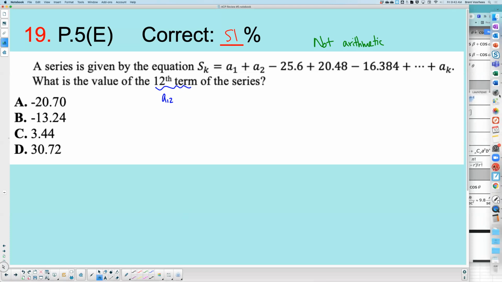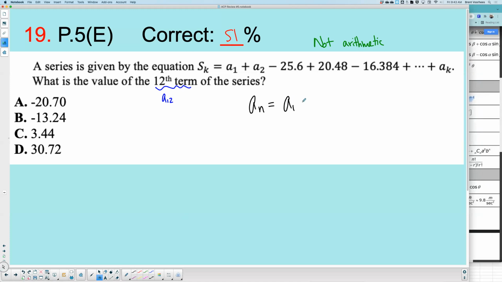A N, can y'all call it off to me? A N equals, you got a formula chart in front of you? A N equals A1 R to the N minus 1. Do you have to have A1? No. Can I use A3? Yeah. If I use A3 though, how does it change the formula? The 1 becomes 3. Okay, and this time I'm not going to have some random n. What's our n going to be? 12. So we're going to say A12 equals A3.